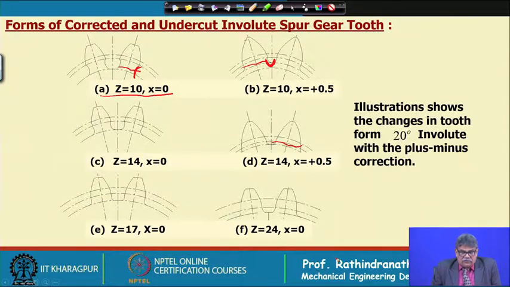If we go for 17 teeth, in that case this is obviously acceptable, but if we give correction, definitely there will be an improvement, a root improvement. If we go for 20 teeth, then what we find is that this tooth is far better than 17, 14 etc., without any corrections, and definitely that is accepted.